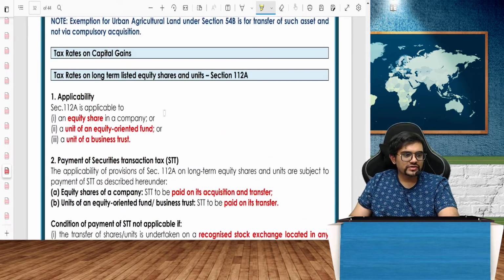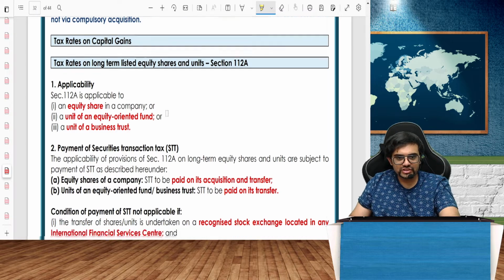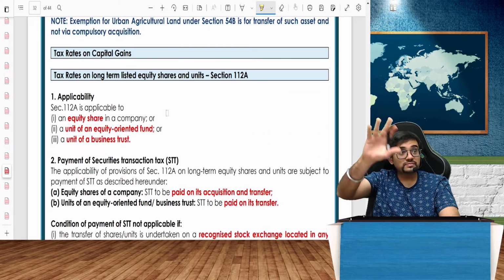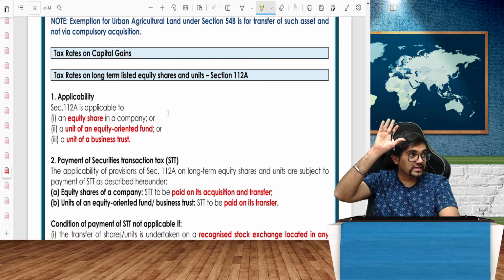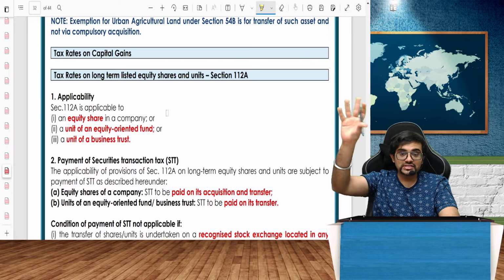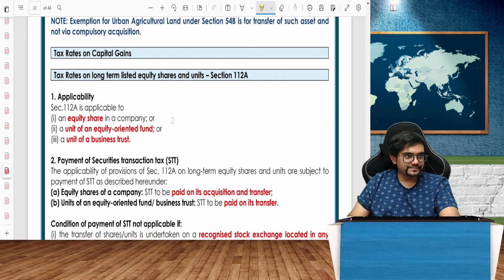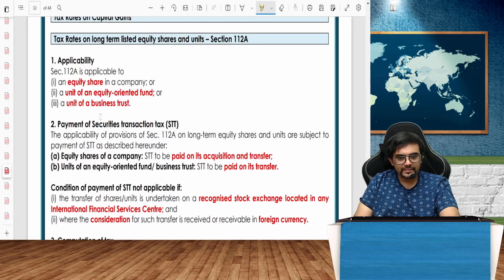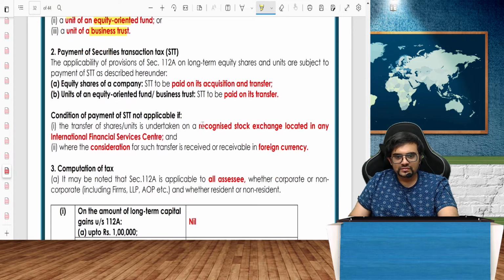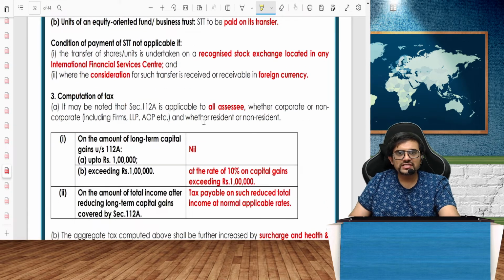Last part of the revision, 10-15 minutes, we'll finish it off. This is the next part, guys: capital gains on long-term assets. Section 112A, special rates. 112A is applicable to equity share, unit of equity-oriented fund, unit of a business trust, if STT, that is Securities Transaction Tax, is paid. Basically, it is all the shares traded in a stock exchange.